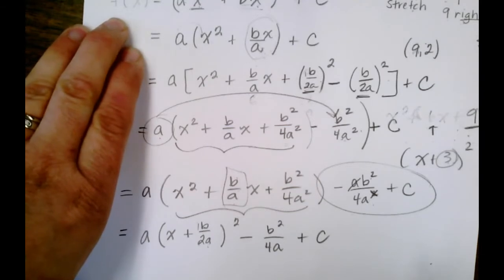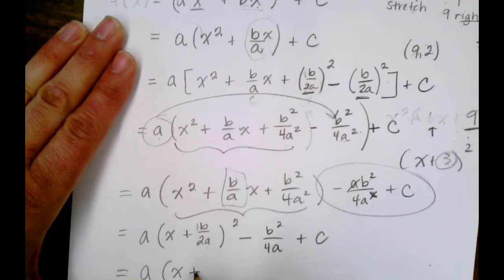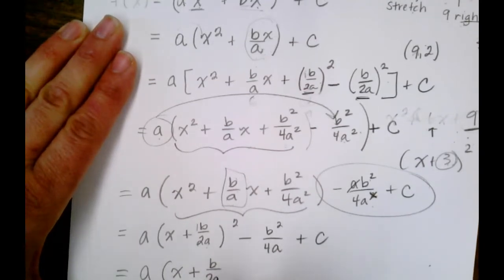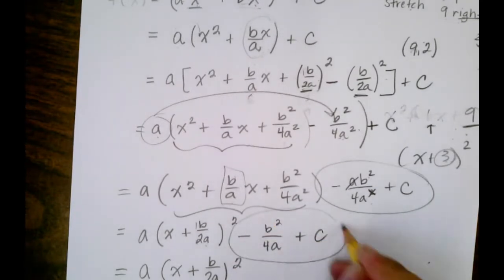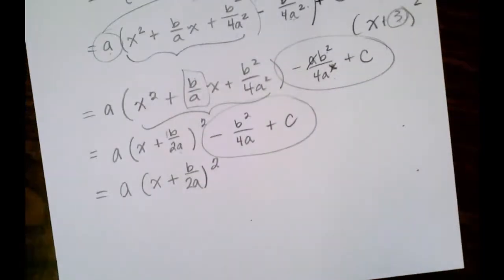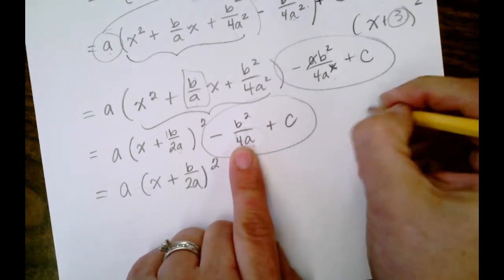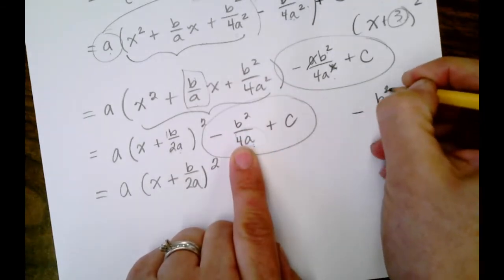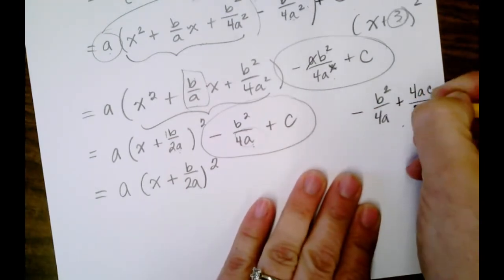Okay, you with me? Maybe not, but that's okay. All right, so now I have a times quantity x plus b over 2a squared. And then this, I don't want to leave it like that. It's a little bit complicated. So we're going to use what we've learned about rationals and get a common denominator. So my common denominator is going to be 4a because that's what I have here. So I'm going to be taking my negative b squared over 4a, and I'm going to add 4ac over 4a.